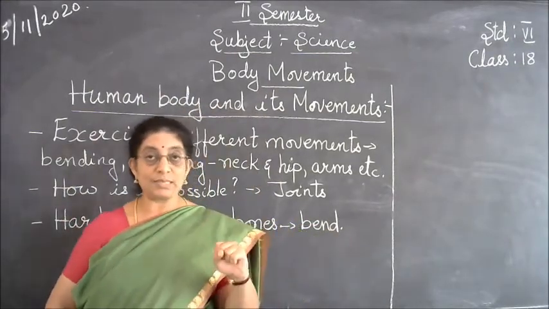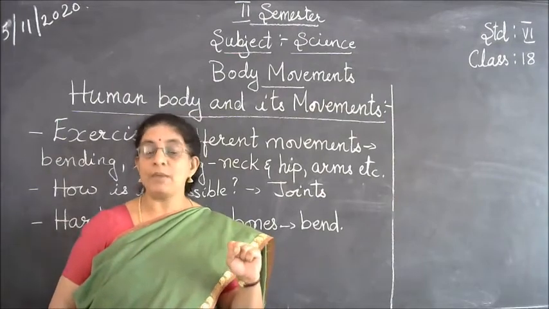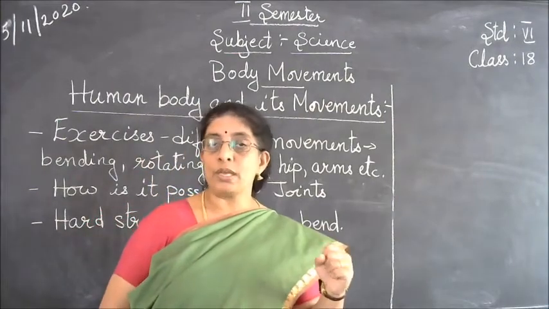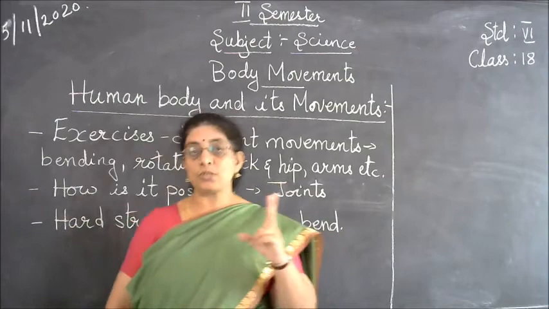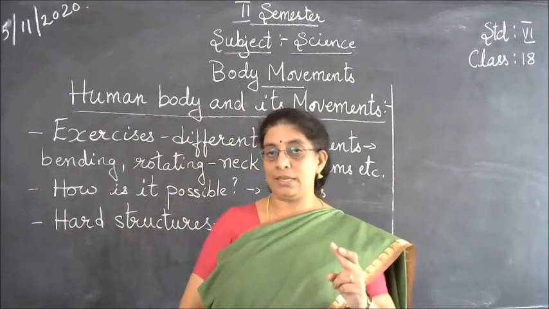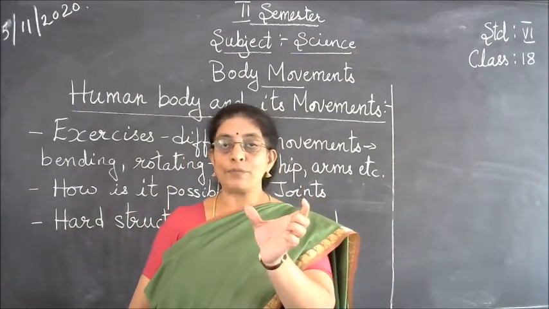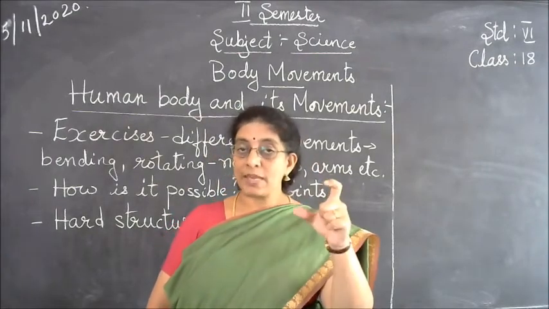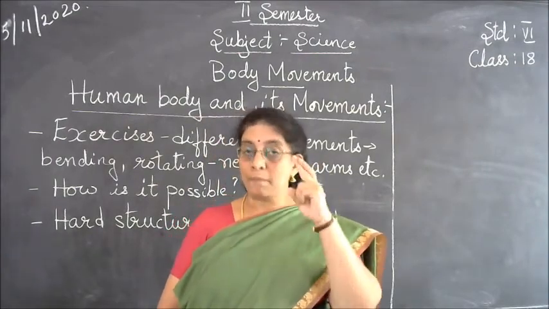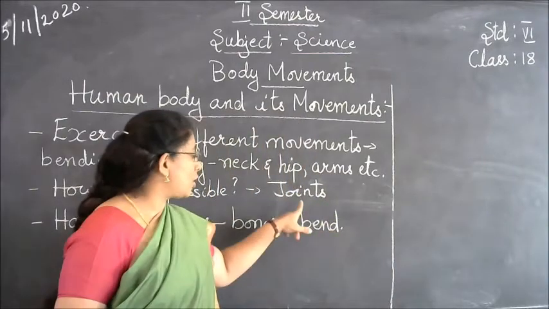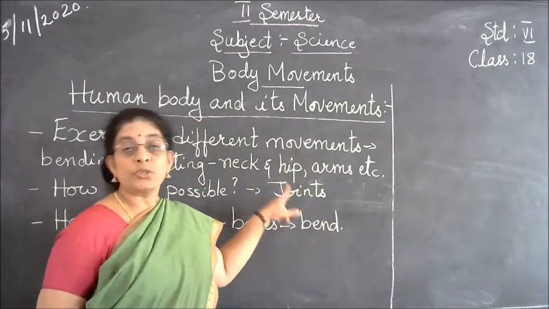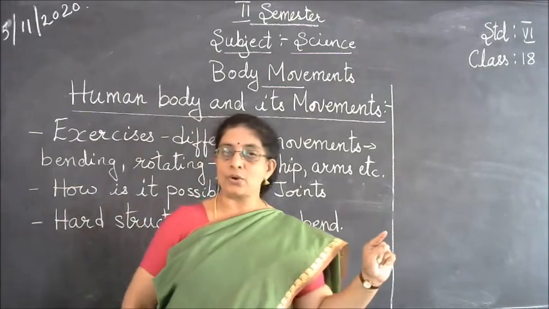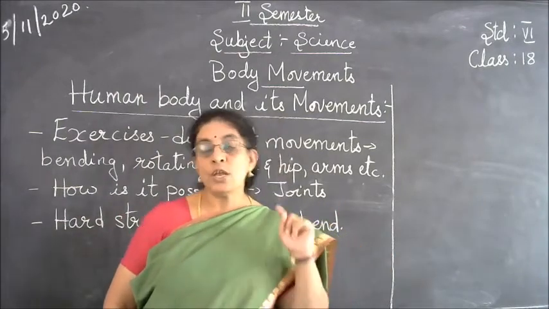Okay, now these movements are possible because in our body, where two parts of our body join together, that part of the body helps you in movement. So the place where two parts of a body meet together is called a joint. Because these joints are there, we are able to do these movements.